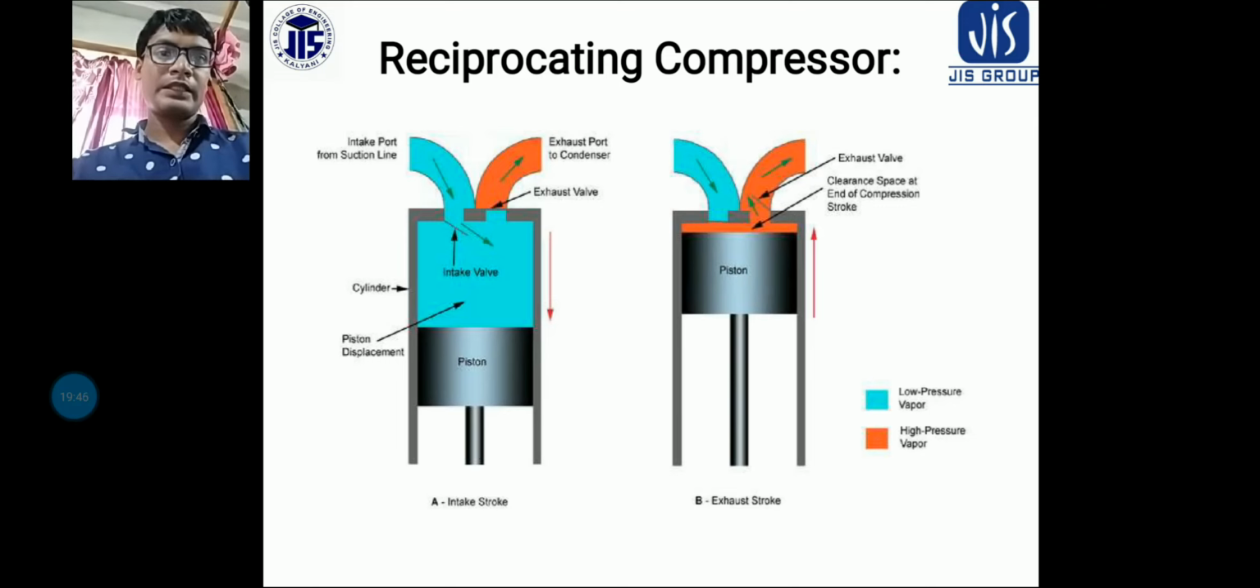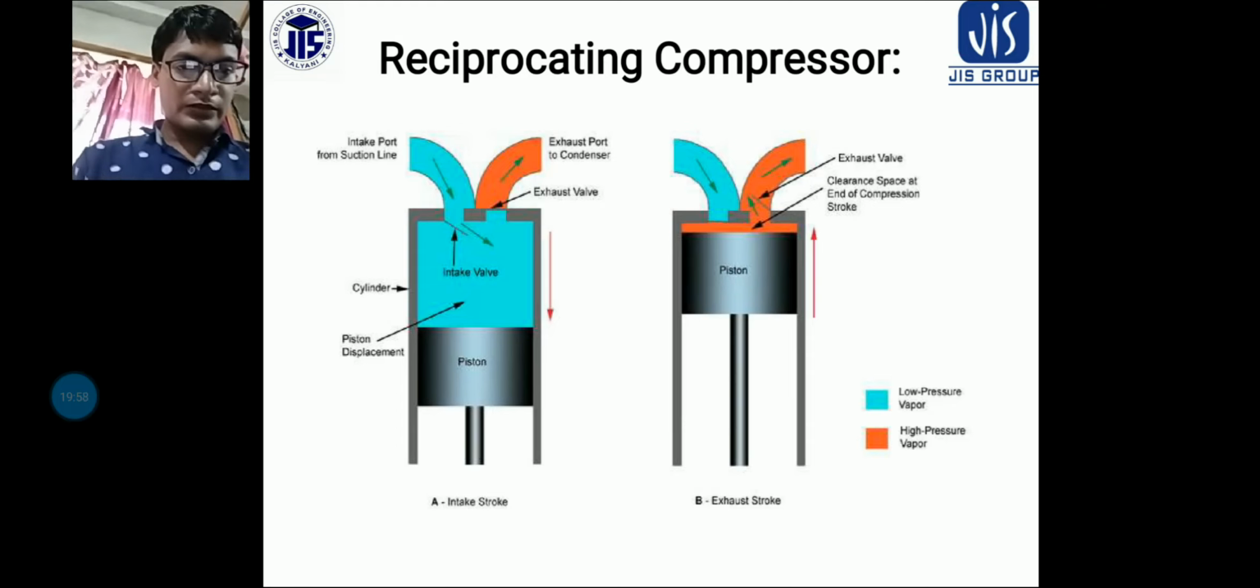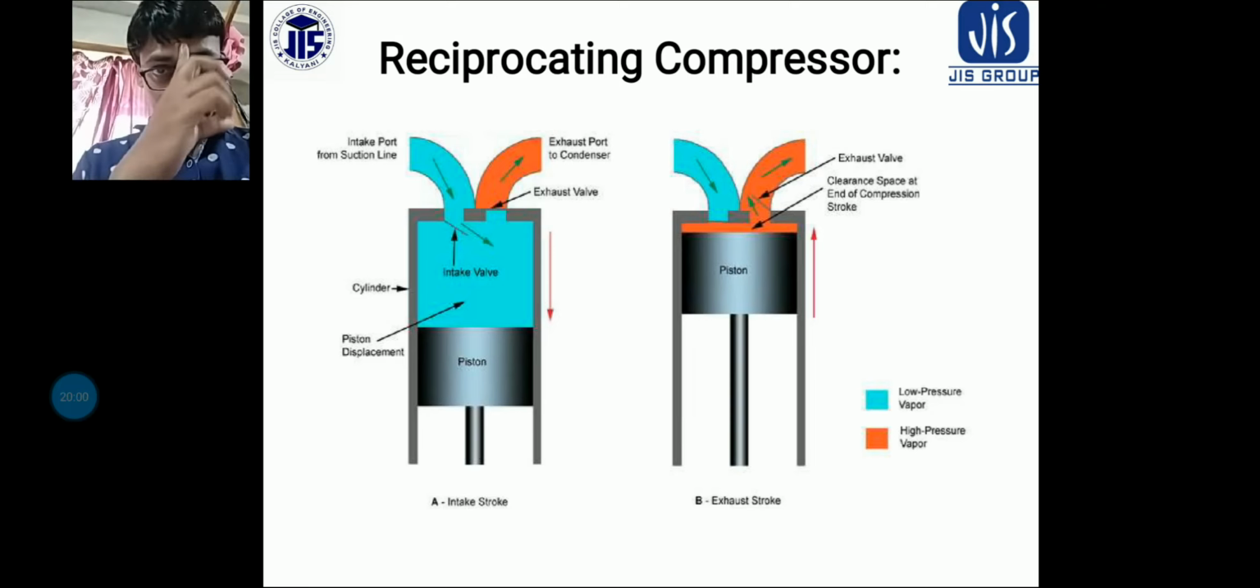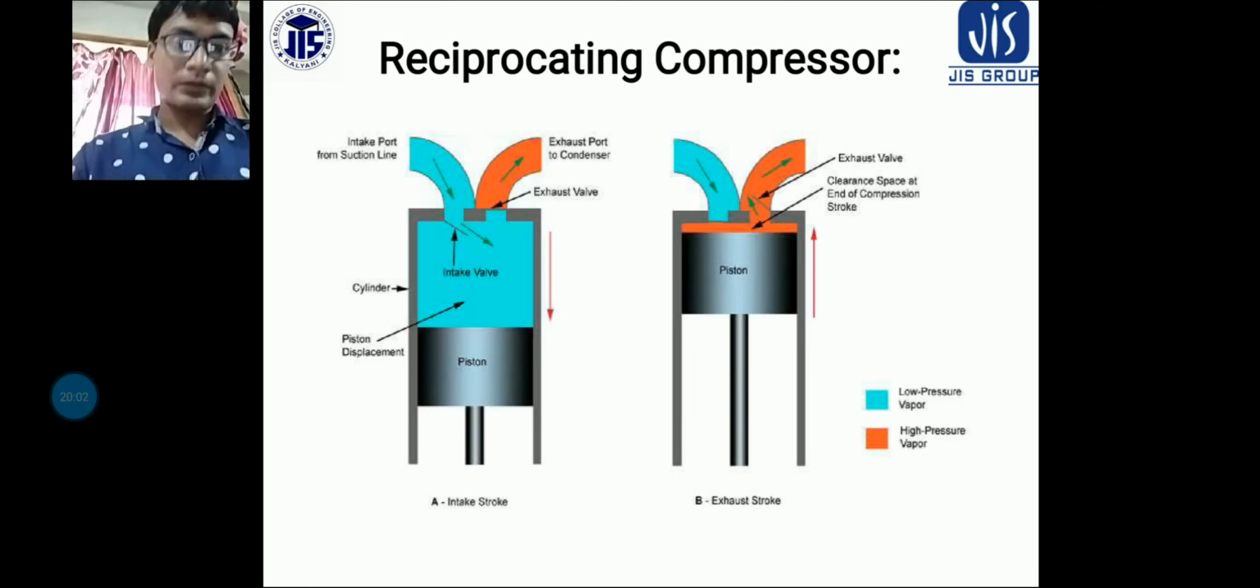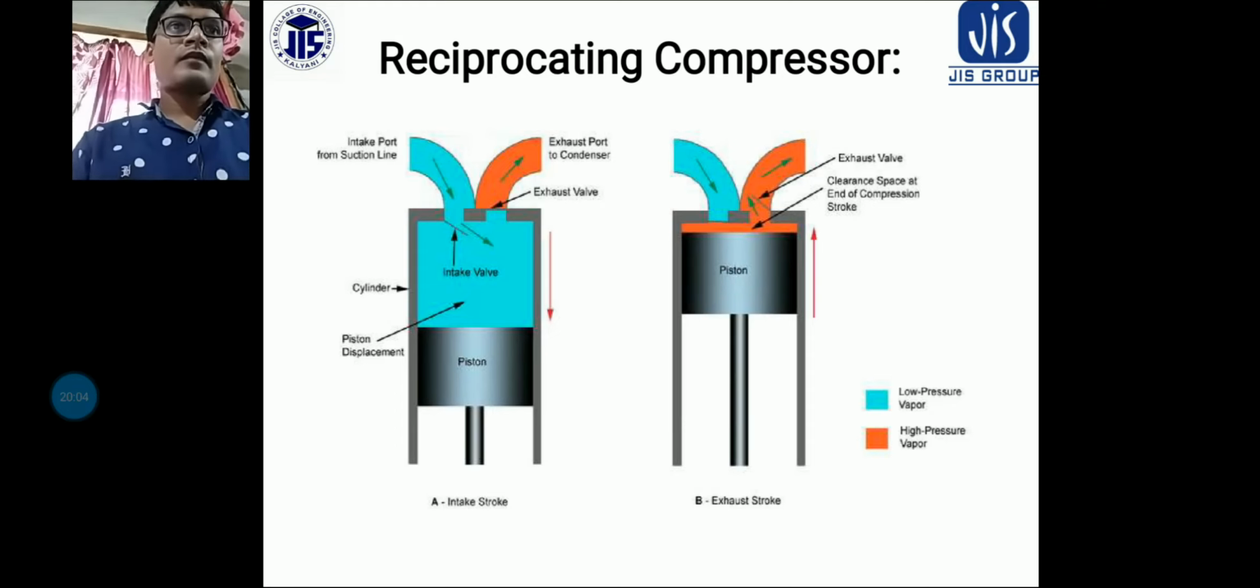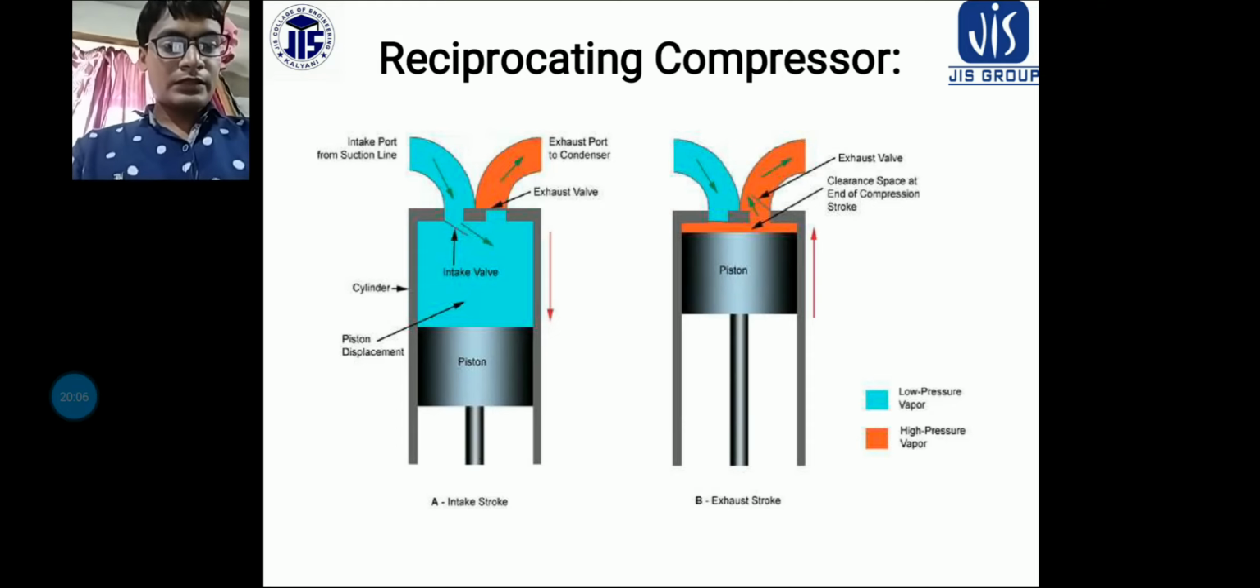That means at this pressure, the refrigerant is entering into the condenser. Okay, next point is your compression. So the compression ratio, you know that compression ratio, the volume at the beginning of compression by volume at the end of the compression, so that is called your compression ratio.